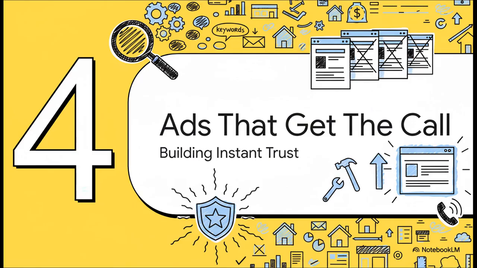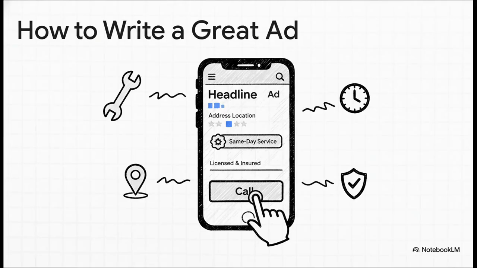All right, so you've got the right keywords dialed in. Now, the ad itself has to do some heavy lifting. It has one job: instantly build trust and convince that searcher to click on your ad instead of the 3 other ones right there on the page. Here's the thing. A great ad isn't trying to be clever. It's just clear. It's honest.